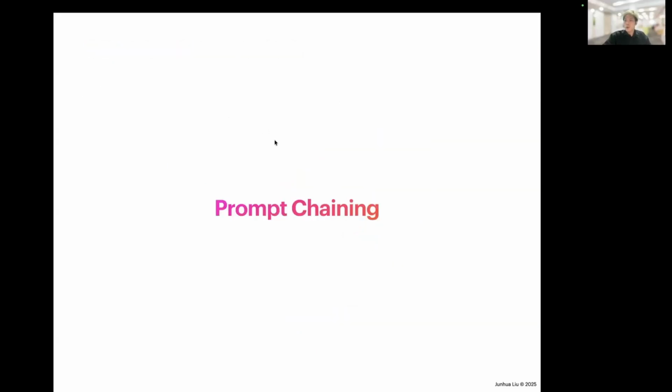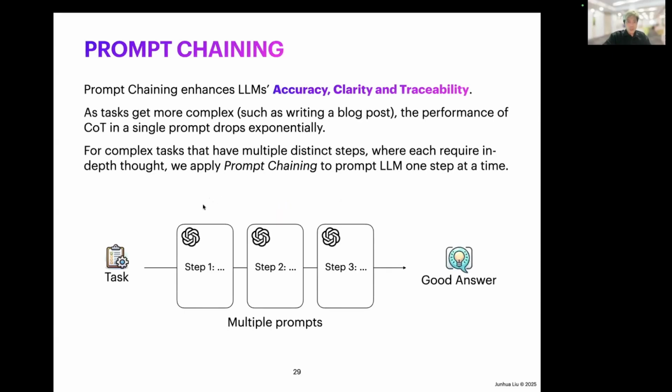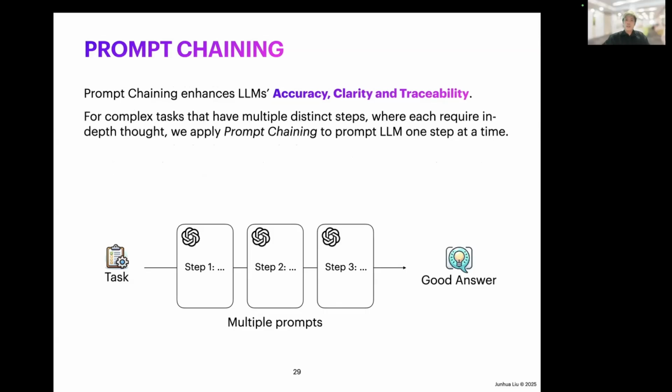The first method, which is the simplest we will introduce, is called prompt chaining. Prompt chaining enhances the LLM's accuracy, clarity, and traceability, especially as tasks get more complex, such as writing a blog post.